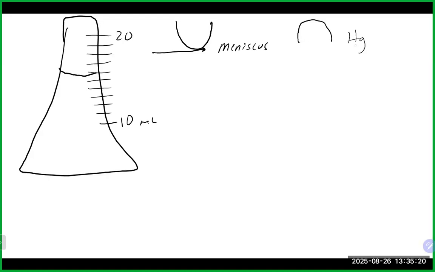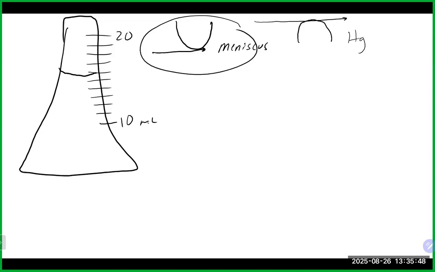Mercury is the common one that does that, although you won't come across it too often because they take mercury out of pretty much everything. But in this case, we'd actually read from the top of the meniscus, and the same effect is happening. The attractive forces between mercury and itself are stronger than mercury and the glass, so it comes down in on itself and causes that same sort of effect. But probably most of the time, this is where you're going to be reading. You want to read from the bottom of the meniscus.